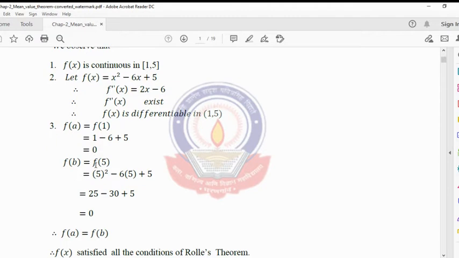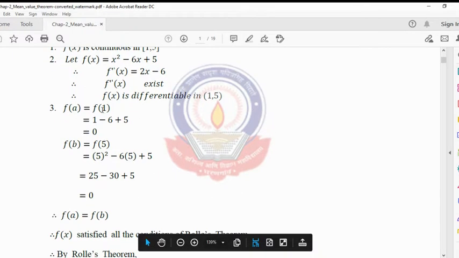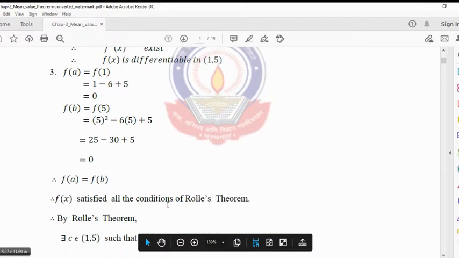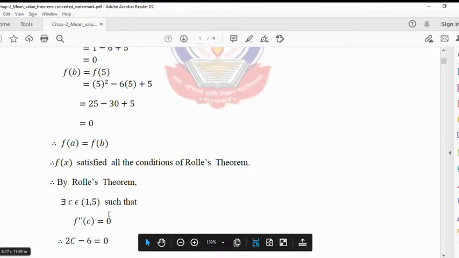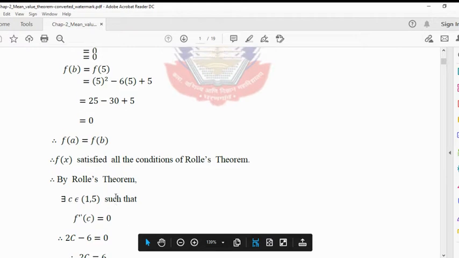Similarly, what about f of 5? Here we replace x by 5. So 5 square minus 6 into 5 plus 5. So 5 square is 25 plus 5, that is 30, minus 30, that is 0. So here we get f of 1 is equal to f of 5, that is f of a is equal to f of b. So all the three conditions of Rolle's theorem are satisfied. So by using Rolle's theorem, there exists c belonging to open interval 1 to 5 such that f dash c is equal to 0.